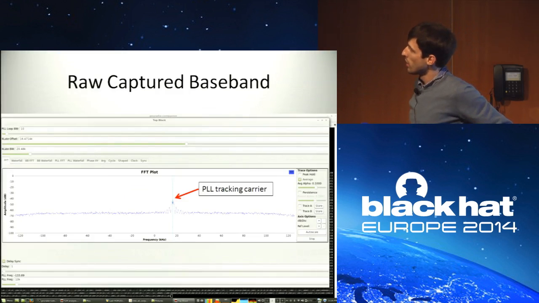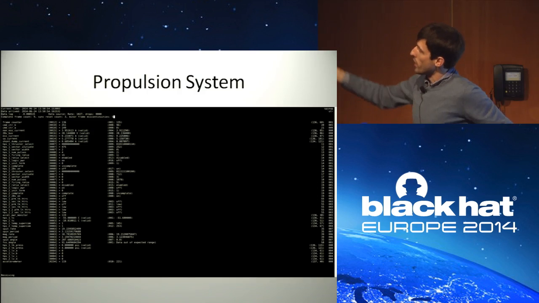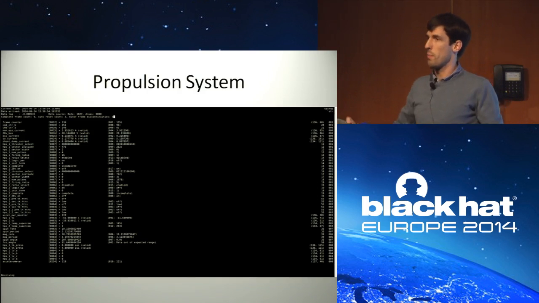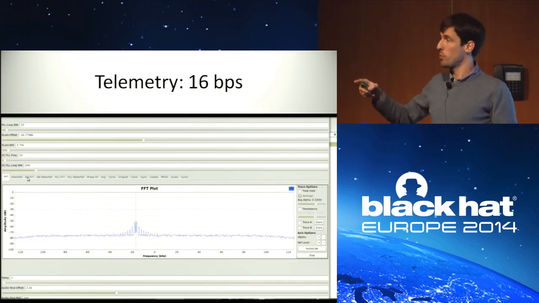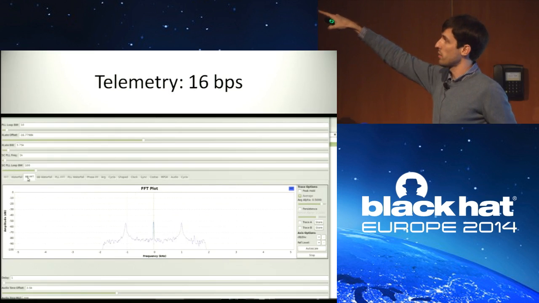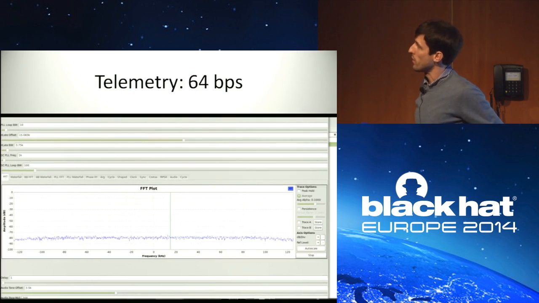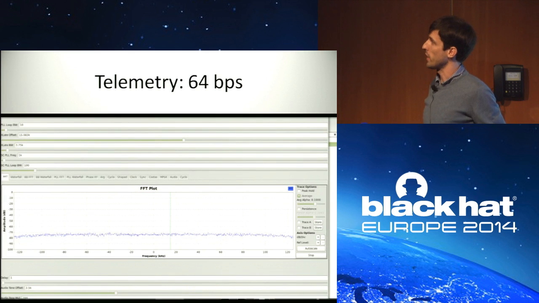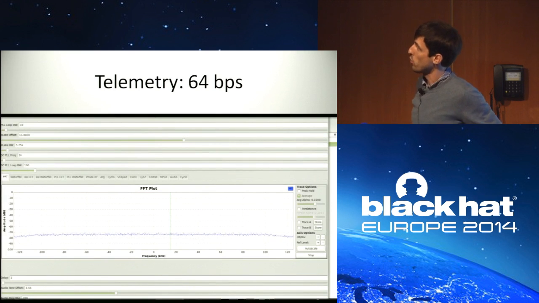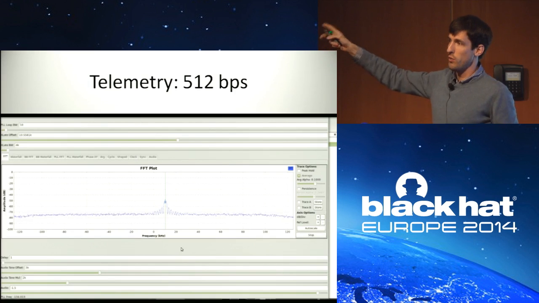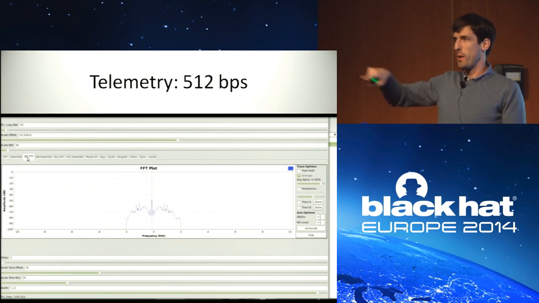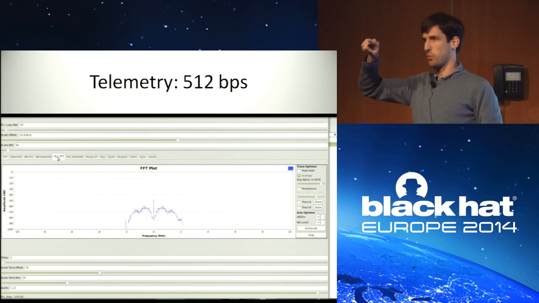And then the next step was to look at the propulsion system, send the commands up to fire the thrusters. This is actually the telemetry at the slow 16 baud rate. And then you can increase the rate as your link looks better, 64 bits per second. You can see that it'll come up there. I know I'm running short on time, so I'll just... We're usually just 512, that's what it sounds like. And it sends a repeating frame, so if you listen, there'll be this pattern to it.